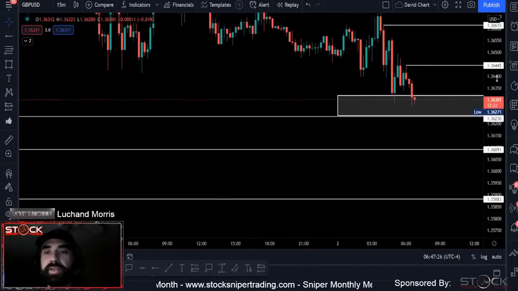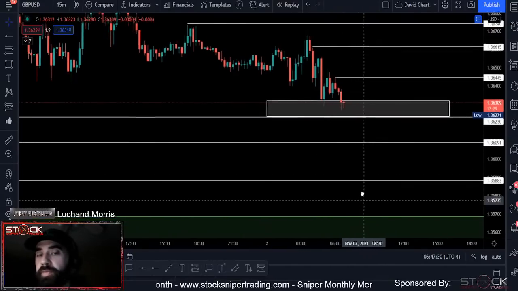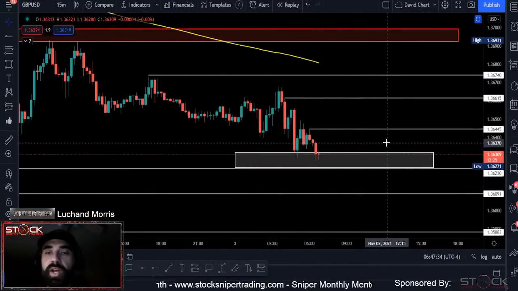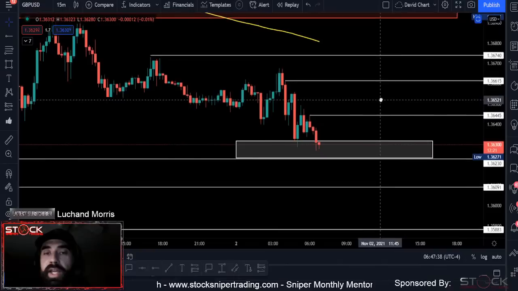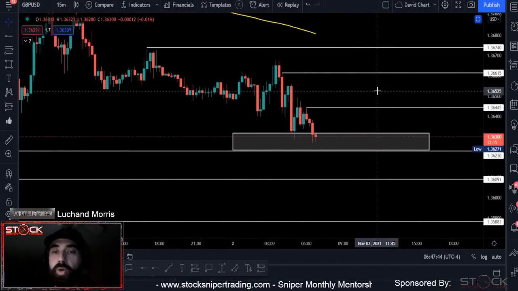Now you can see we have nice little areas we can work to. At least we have some support if it starts to break before getting into the overall daily demand area. Generally, 5 minutes looks nice on pairs, but obviously holding 15 minutes is also another very nice way to look at pairs in terms of holding long term.